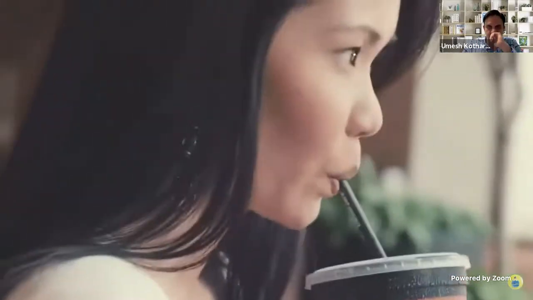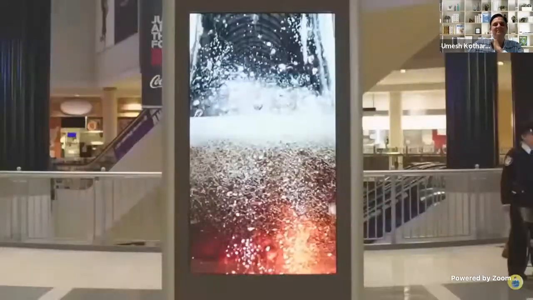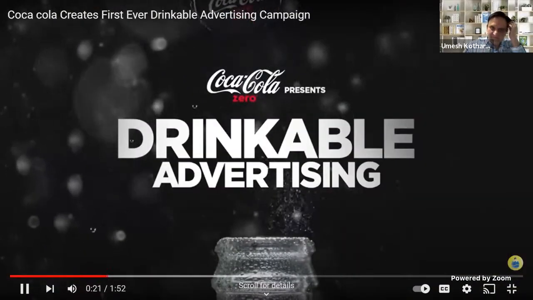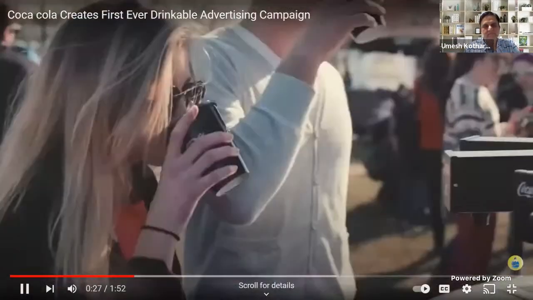To get more people to try Coke Zero, we created an entire campaign that they could literally drink. First, we built a billboard that served real Coke Zero to thousands of fans. Then, we poured Coke Zero to people all over the country.